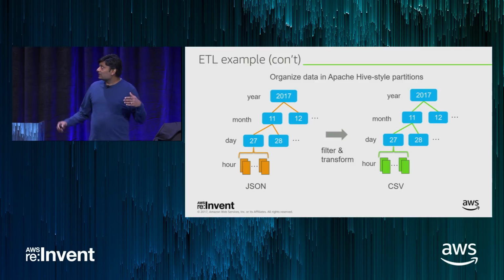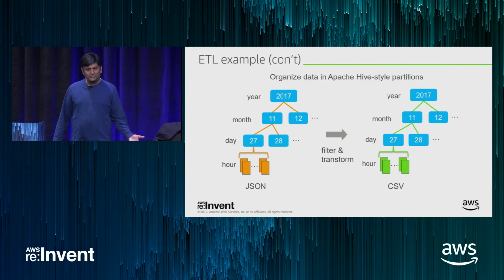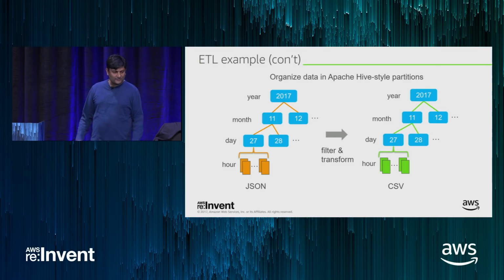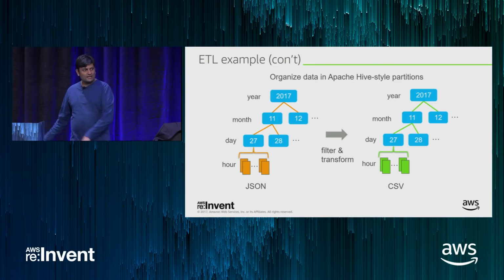So on the left-hand side, sorry, my left and your left too, you see the source data in JSON format. And what we're going to be doing is filtering that data for specific types of events, transforming them into CSV format, and we're going to try to get them into exactly the same hierarchy so that then you can analyze it within a number of other analytic services.